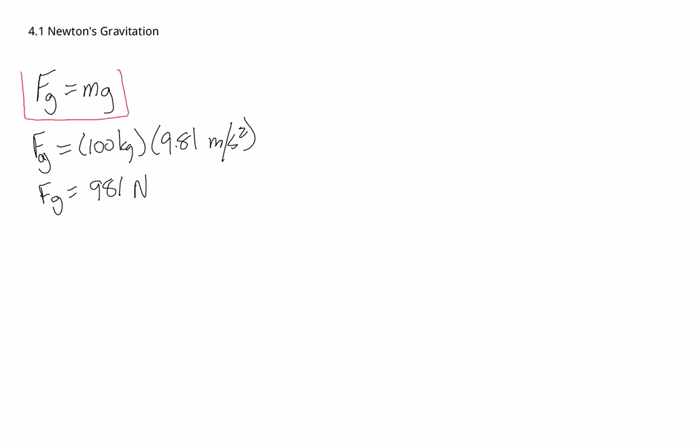We did the force of gravity equals mass times acceleration of gravity. So for example, if we have a 100 kilogram mass, we times that by 9.81 for the acceleration of gravity on Earth. And that gives us a force of gravity of 981 newtons. The key thing to remember with this is that it only works for the Earth, and it only works for objects that are on the surface of the Earth.